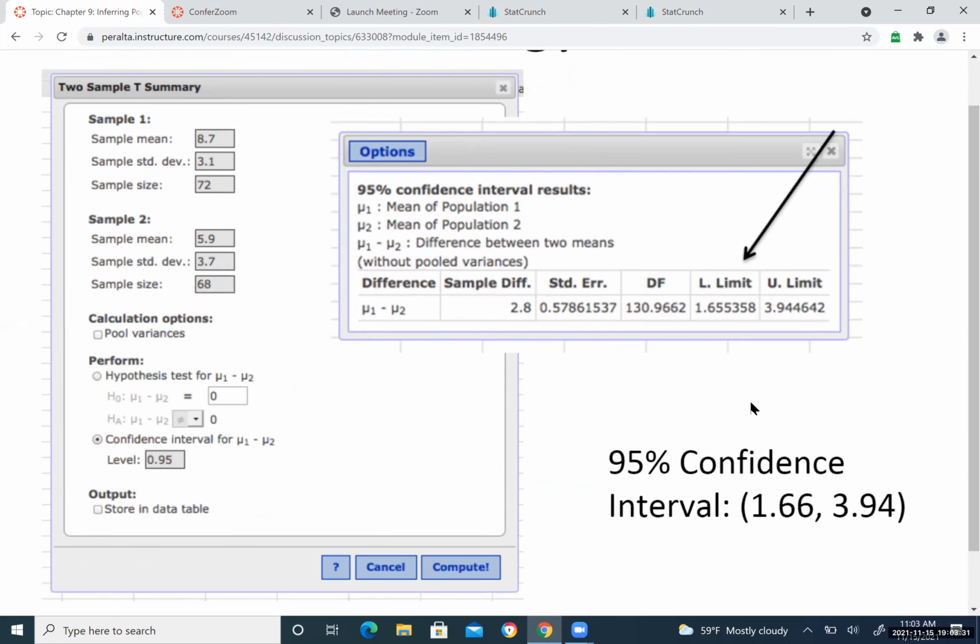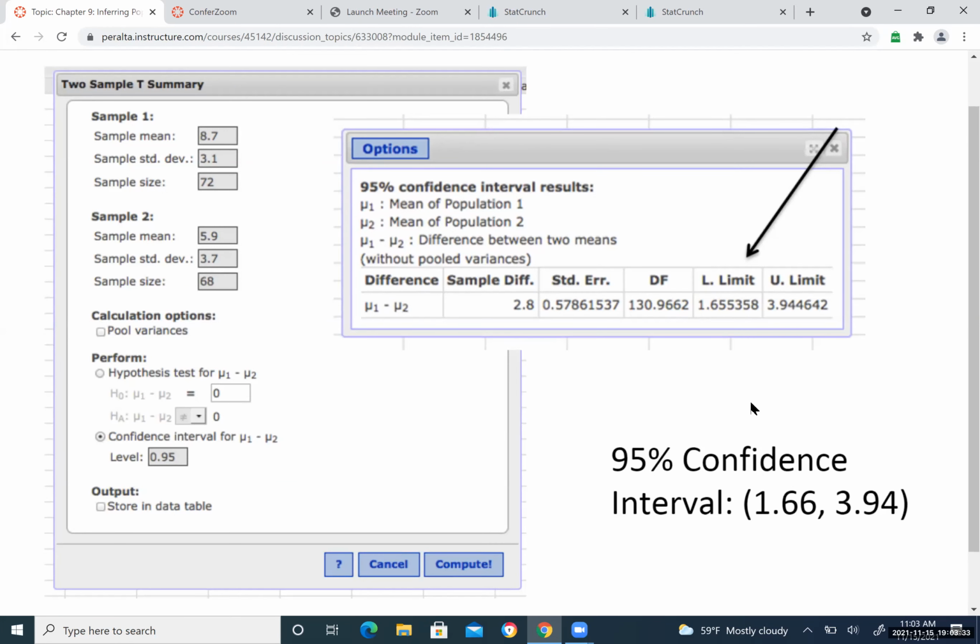See that? We have sample 1, sample mean 1, standard deviation of sample 1, sample size 1. Sample 2, we have sample mean 2, sample standard deviation 2, which is 3.7, sample size 2, which is 68, and so on. You type it in like that exactly.